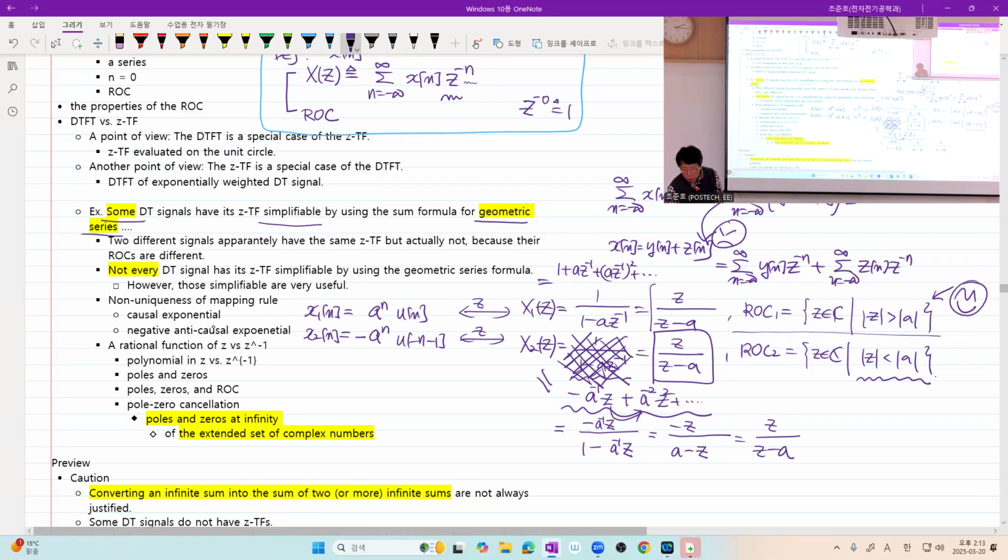So I'm sorry, this part is totally wrong. But when you rewrite the z transforms of x1 and x2 as a rational function in z, then they have the same form. Got it? So be careful and remember.